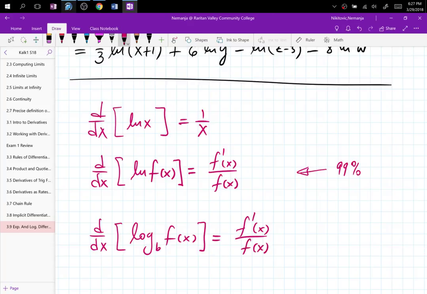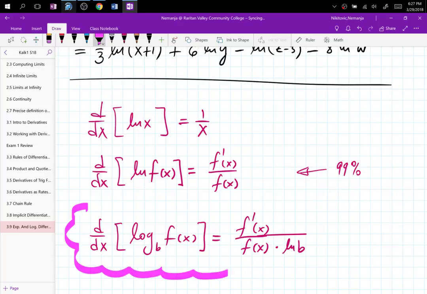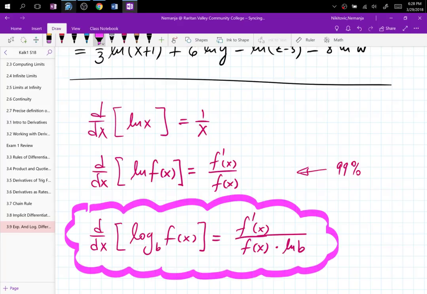And then you also have times ln b in the denominator. So that is the most general case. But as I said, 99% of the time, for all of the problems you do in Calc 1, 2, 3, and differential equations, you are going to use the formula here.